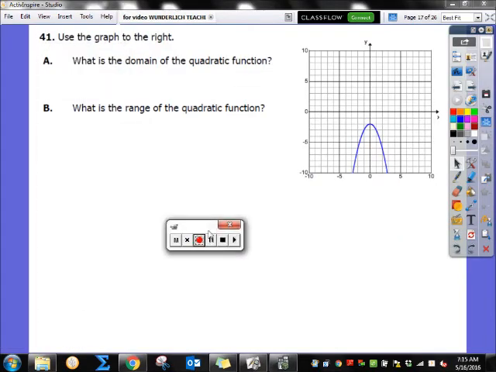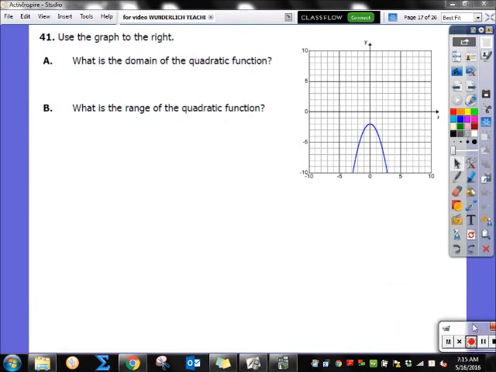For number 41, we're going to use the graph to the right. The domain of any quadratic function that we have in Algebra 1 that opens up or down is going to be all real numbers. Remember, when you get to Algebra 2, that may not be true because you'll have quadratics that open sideways as well. Then for the range of the quadratic function, we want to know the highest or lowest point.